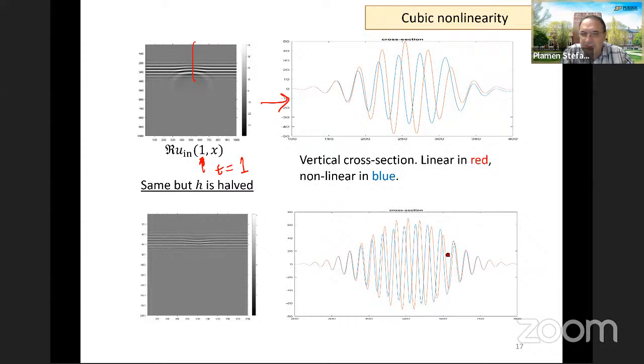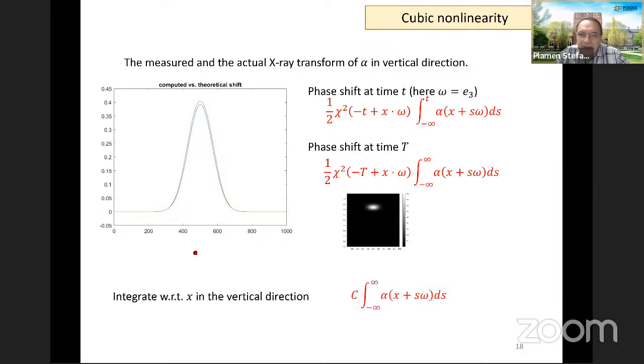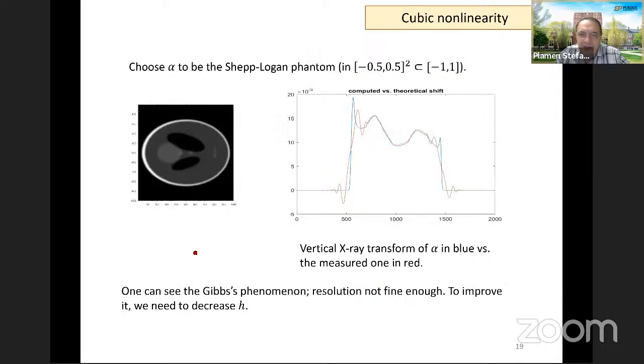And that phase shift basically tells you, again, I'm plotting a cross-section, this cross-section here through the middle, right? So you can see that this is something measurable, so you can really measure it, you can compute it numerically. And this is the computed versus theoretical shift, okay, not bad at all. And okay, since I don't have much time, I'm just going to jump to the next slide.